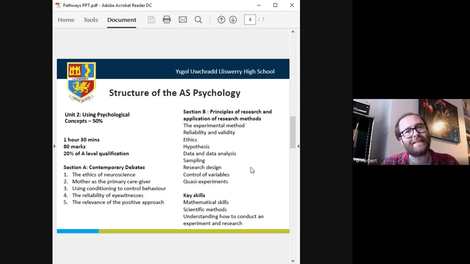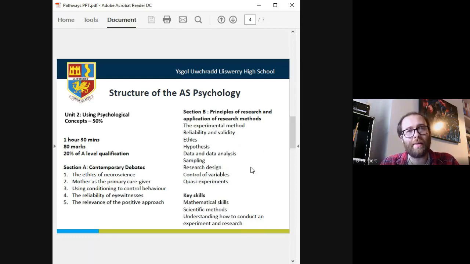Section B, the second section, is more what you're used to when you study a science. It's the principles of research and the application of these research methods. You'll be looking at the scientific method to do with psychology, about how we carry out research. You'll be looking at elements such as the experimental method, where you'll be looking at the different variables that we use, for example, the independent, the dependent, and the control variables, or the extraneous variables.